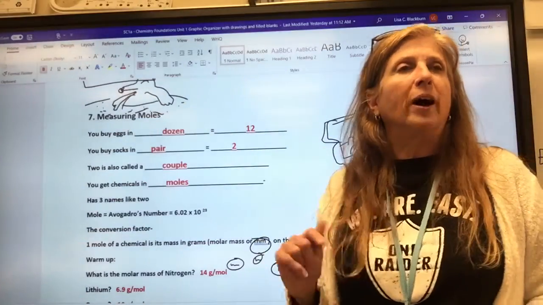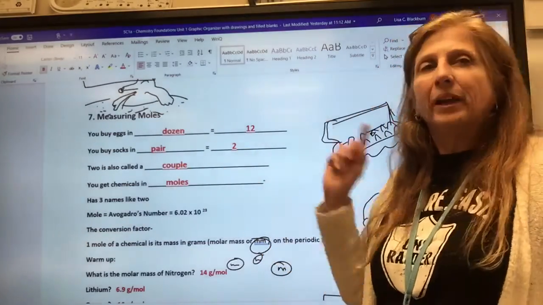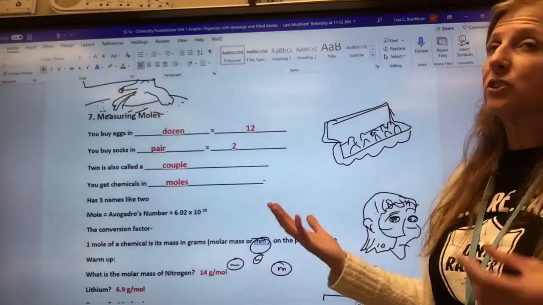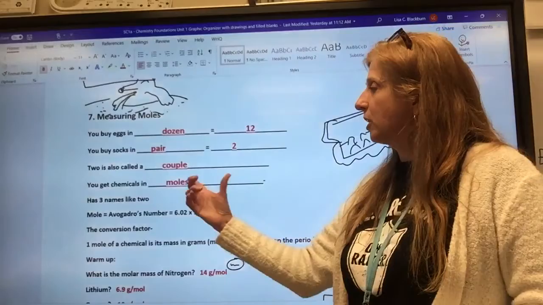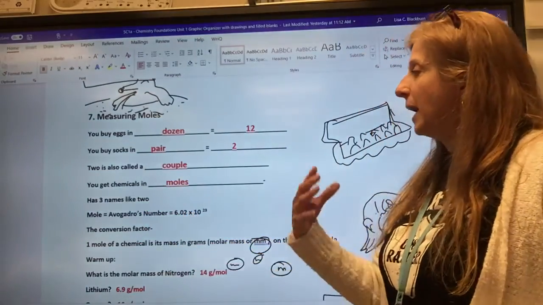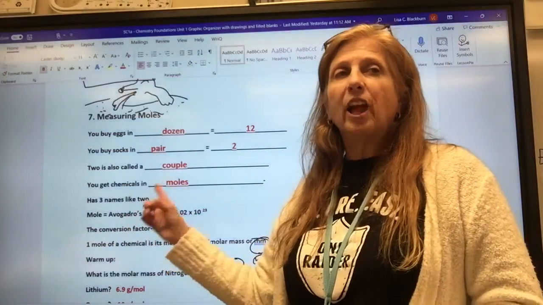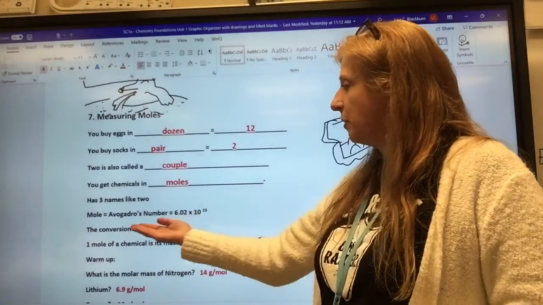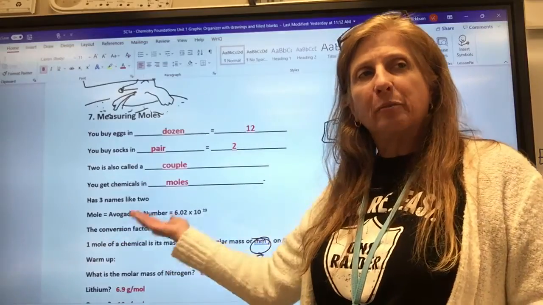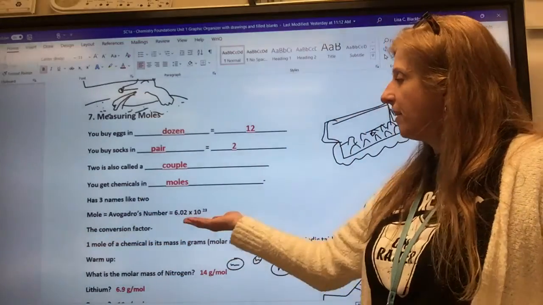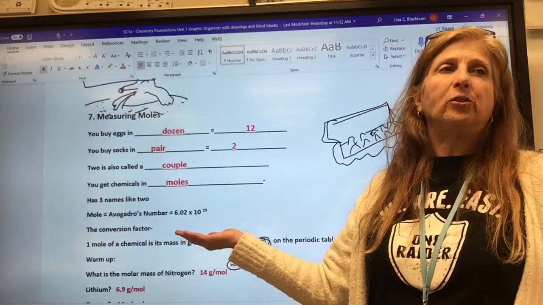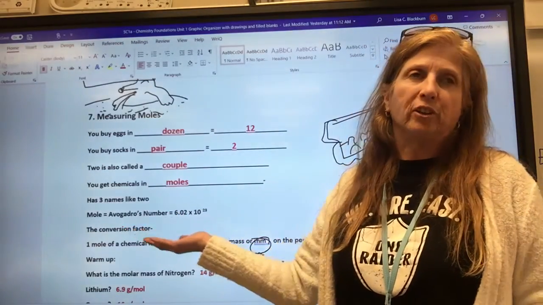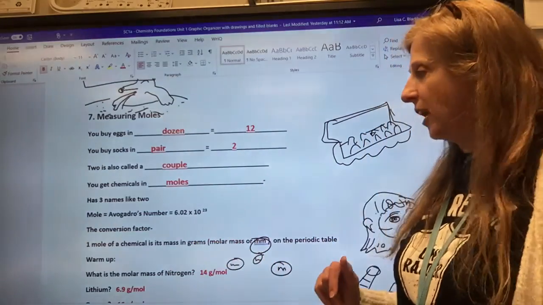Like dozen means 12, right? And a pair means 2, and also a couple means 2. Well, what we measure chemicals in are a unit called moles, and that has another name. Its other name is Avogadro's number. The guy who invented it, it's named after him also. And it has the numeric value of 6.02 times 10 to the 23rd. Sometimes you hear 6.022 times 10 to the 23rd. 6.02 is good enough for us.